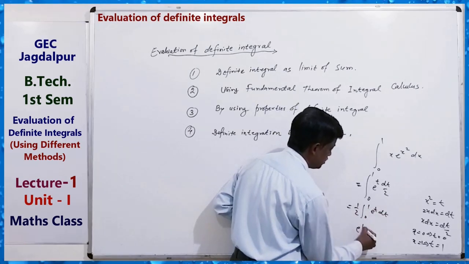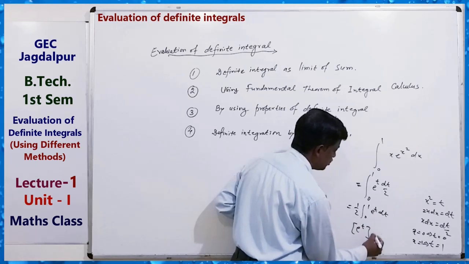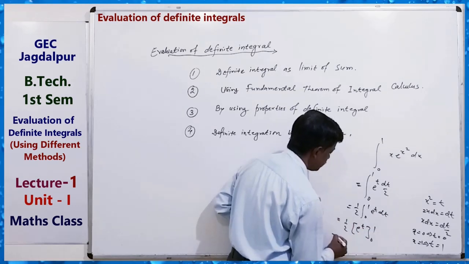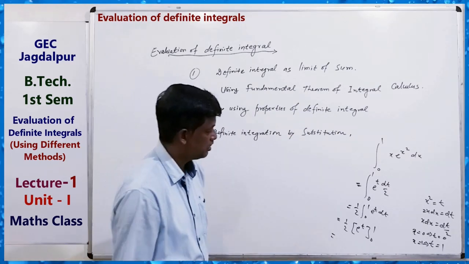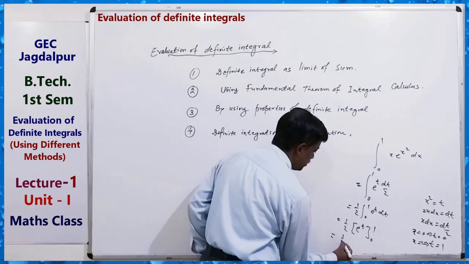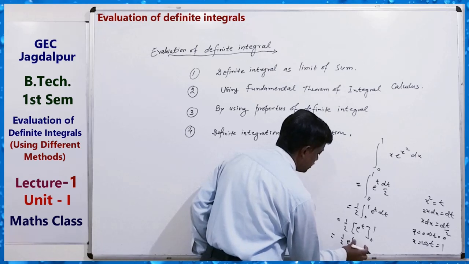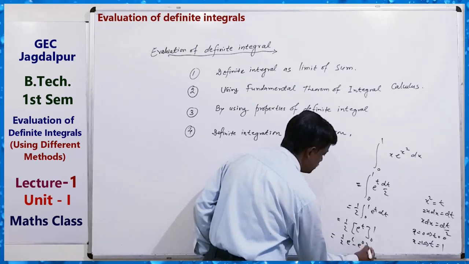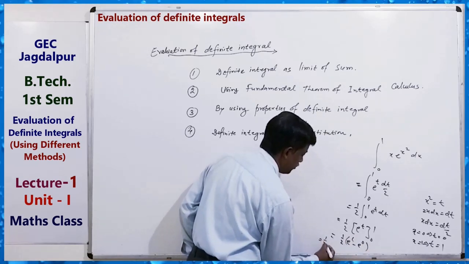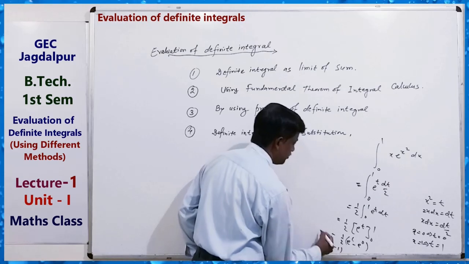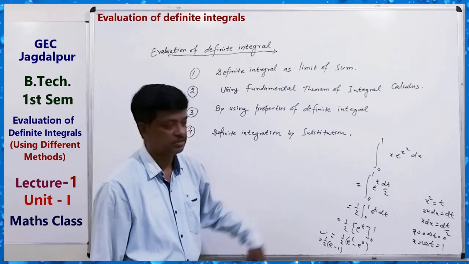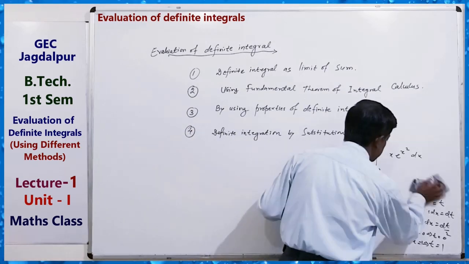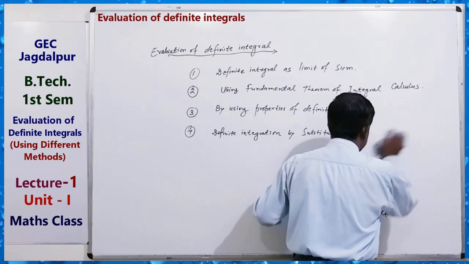What is the integration of e to the power t? It is e to the power t. Applying the limit 0 to 1, we get 1 by 2 times e to the power 1 minus e to the power 0. So half of (e minus 1). This is the value. This is by direct substitution. So there are different methods for solving definite integration.